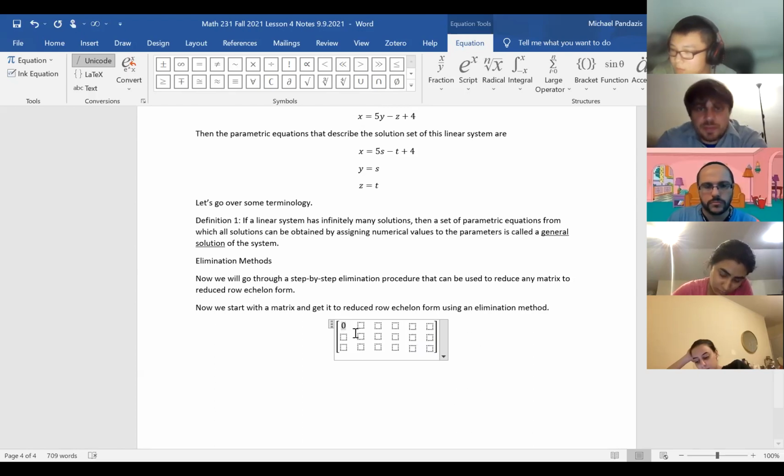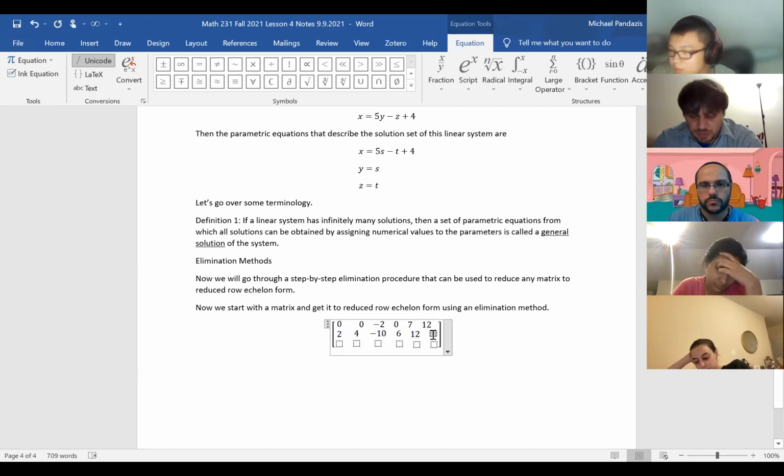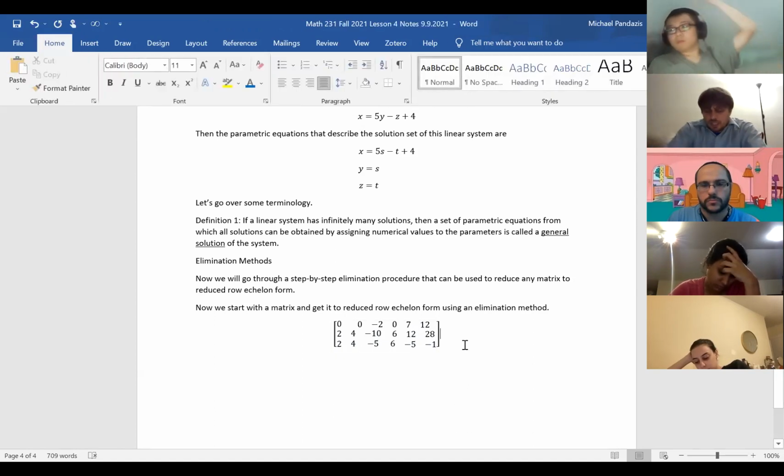So you have 0, 0, -2, 0, 7, 12, 2, 4, -10, 6, 12, 28, 2, 4, -5, 6, -5, and -1. Okay, so we're going to start with this matrix here.